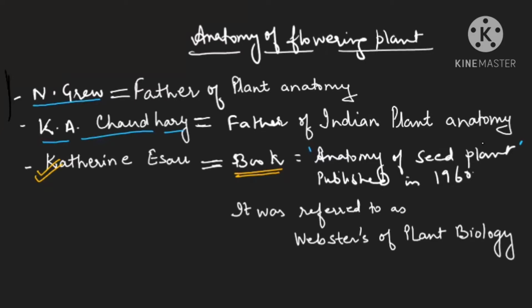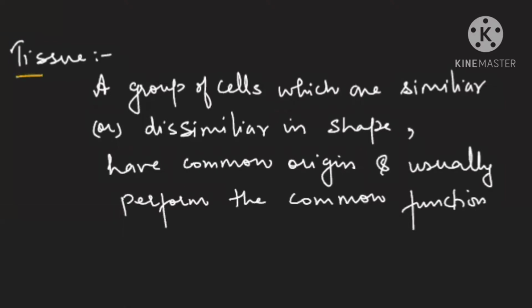First of all, we'll study what tissue means. Tissue means a group of cells which are similar or dissimilar in shape. They can be similar or dissimilar in shape, but they have a common origin and usually perform a common function. So a tissue is nothing but a group of cells having a common origin and performing a common function.